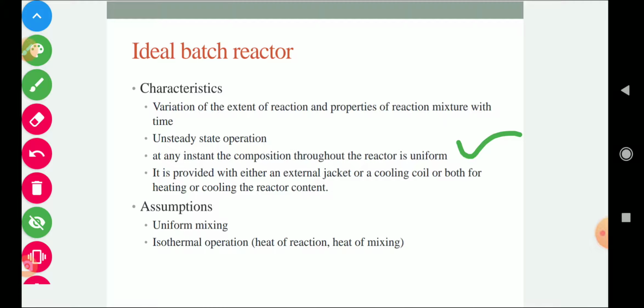It is provided with either an external jacket or a cooling coil or both for heating and cooling the reactor content as per the requirement of the process.